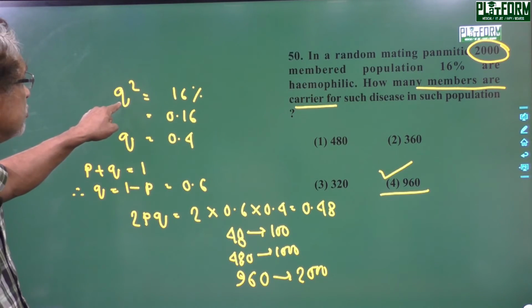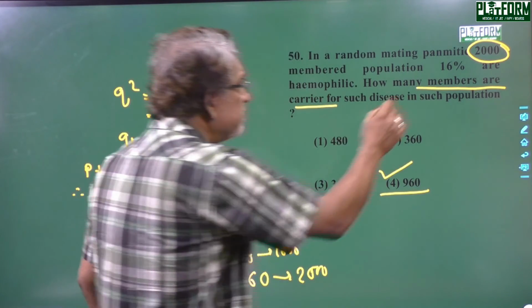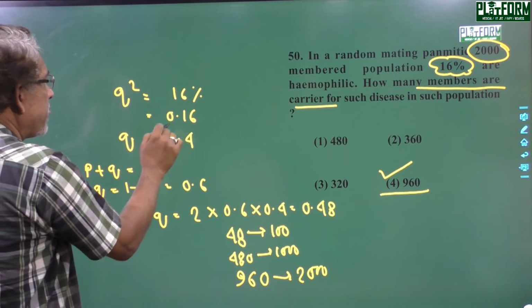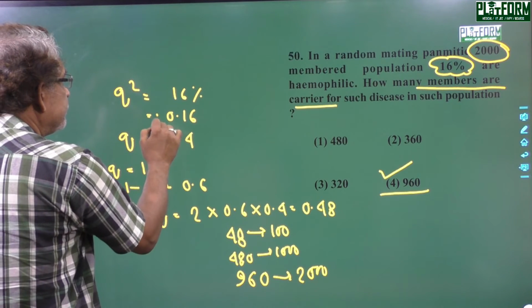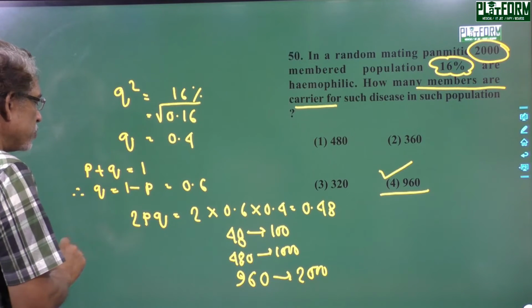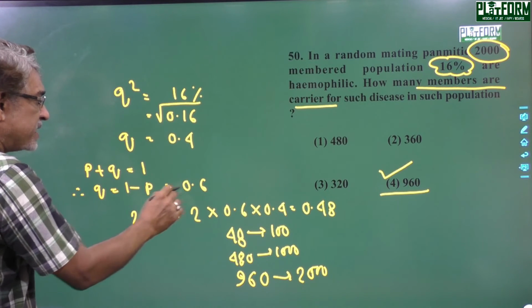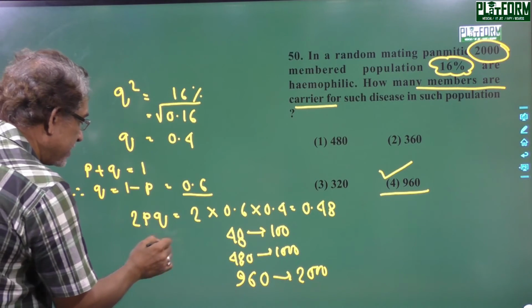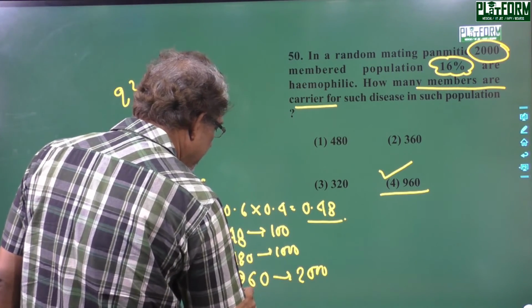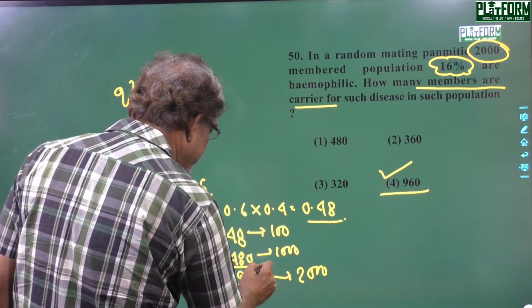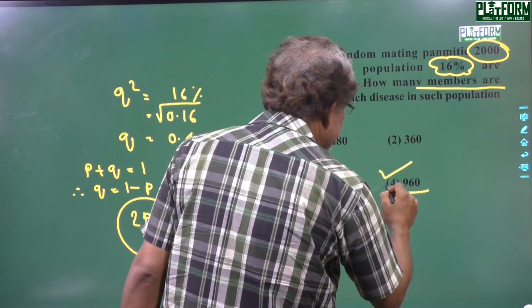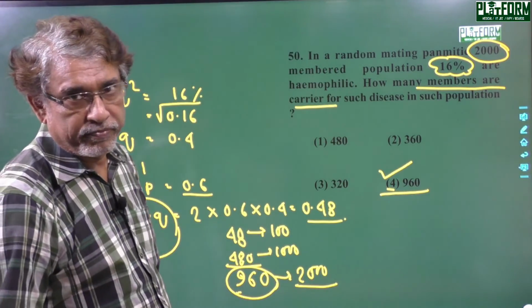Okay. q squared means 16%. So q means 0.4. According to Hardy-Weinberg principle, p plus q equal to 1. So p means 1 minus q, that is 0.6. So heterozygous, that is carrier, means 0.48. 0.48 means out of 1000, 480, and out of 2000, 960. Your answer is 960, that is option 4.